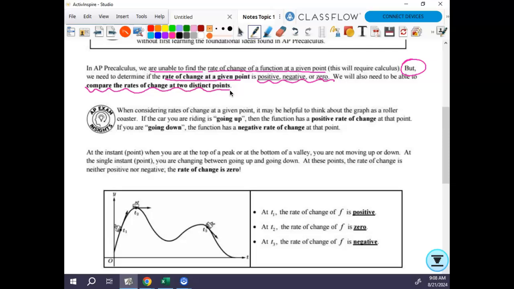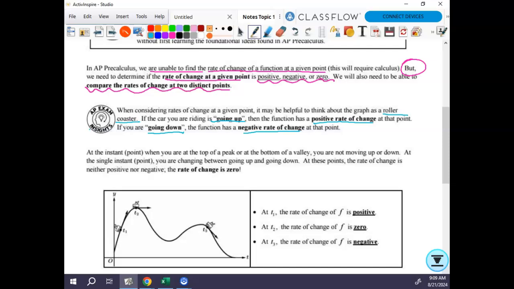Okay? So, AP exam insights. When considering rates of change at a given point, it might be helpful to think about the graph as a roller coaster, right? If you're riding in a roller coaster, if you're going up, then the function has a positive rate of change at that point. If you're going down, the function has a negative rate of change at that point.